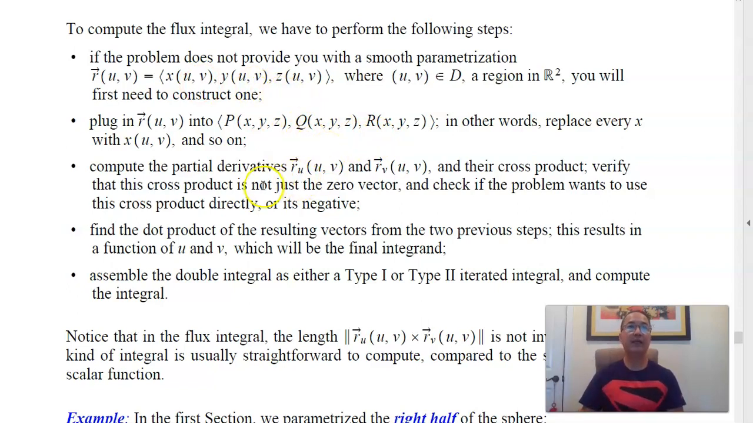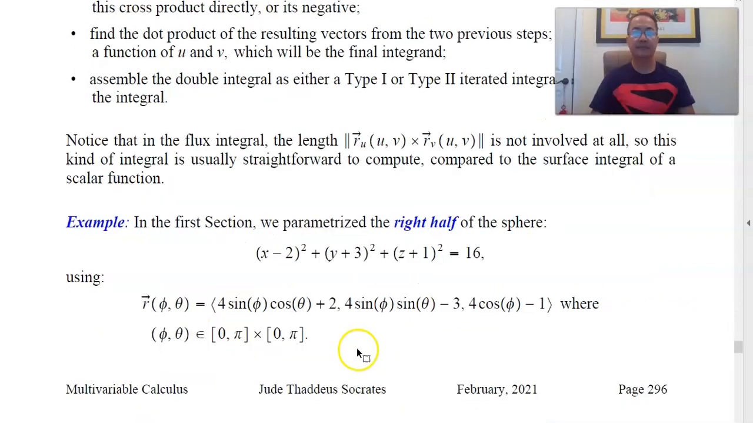Then you get the partial derivatives and take their cross product. Check it's not the zero vector. It won't be; everything we give you is smooth. We do not find the length of that vector this time. We just take the dot product of that cross product with the vector field where we have plugged in the parametrization. That is our integrand. Write down your integral, find your limits, integrate, end of problem.